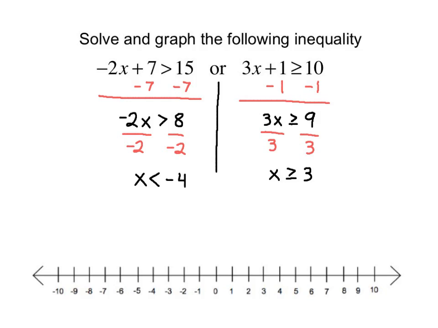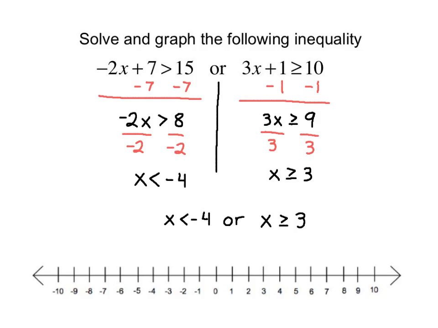So now that we have our two inequalities, again, I'm just going to graph both of them. I'm going to graph x is less than negative 4. But because I have that keyword or, I'm also going to graph the second inequality, x is greater than or equal to 3. And we're going to simply keep both solutions, one or the other.